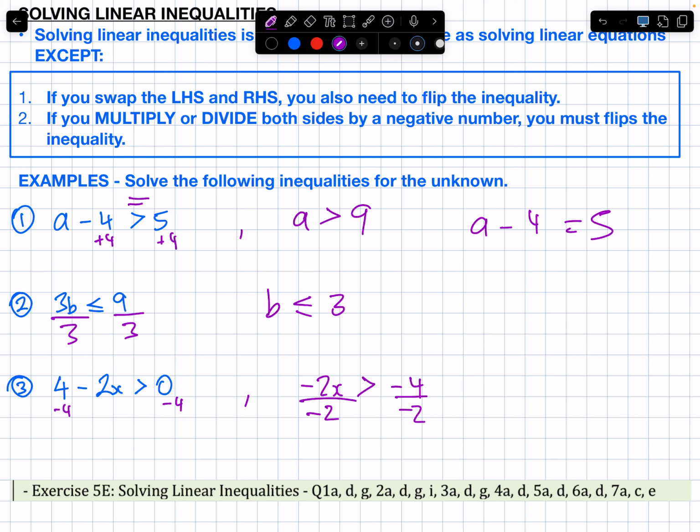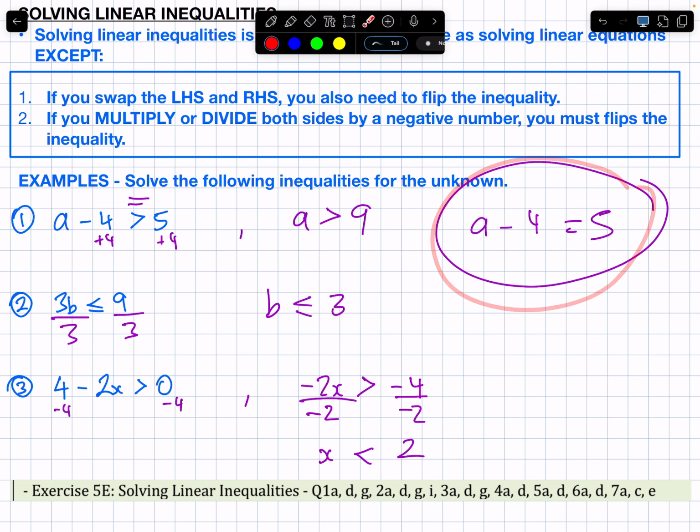That is the only difference between what we did last week, equations, and what we're doing now. That's going to be pointing there. Negative 4 divided by negative 2 is going to be positive 2. Okay? Treat it like an equation. Treat it like what you did last week until I times both sides by a negative or I divide both sides by a negative, then I have to flip the direction. So it's the same thing, instead of equals, it's just that.